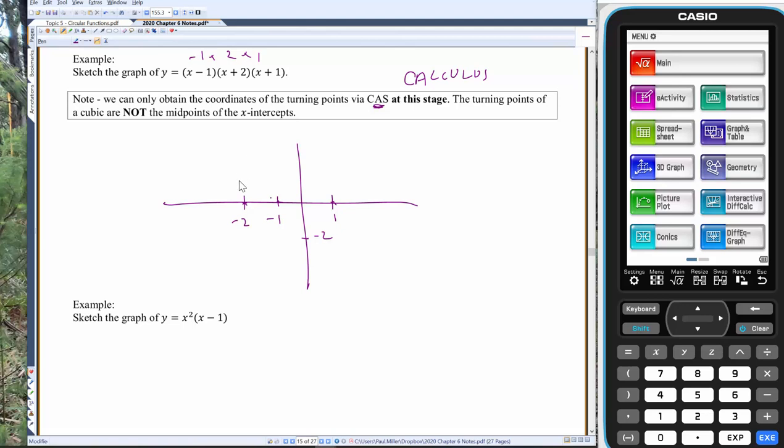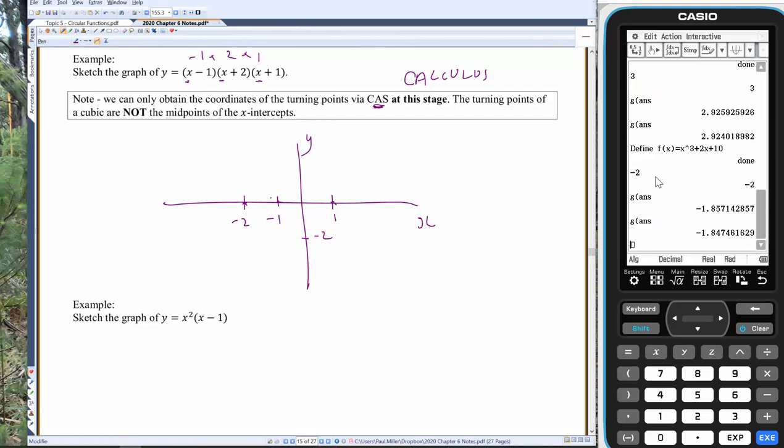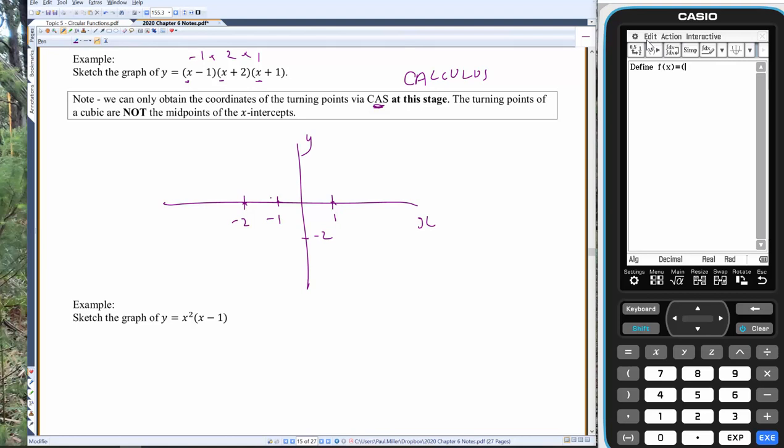All right, so now's the big time where we're going to sketch this thing. So what I need to know is that a positive cubic, which this would be, because if I multiply this out, in fact, I'm going to do it. I'm going to define that function. So define f of x equals (x take 1)(x plus 2)(x plus 1). And I'm going to just expand. And what we can see very quickly is that this x³ term here has a coefficient of +1. So therefore we've got a positive cubic, which always starts with a positive gradient.